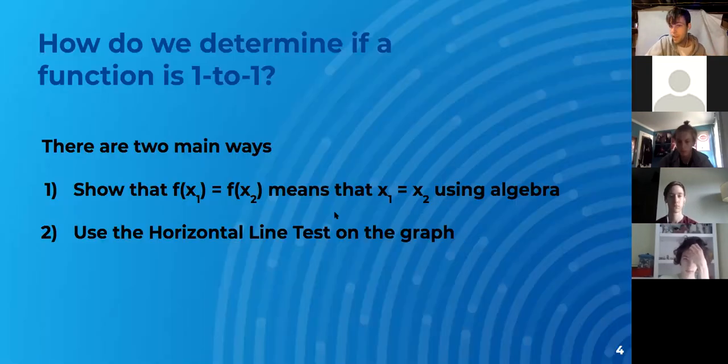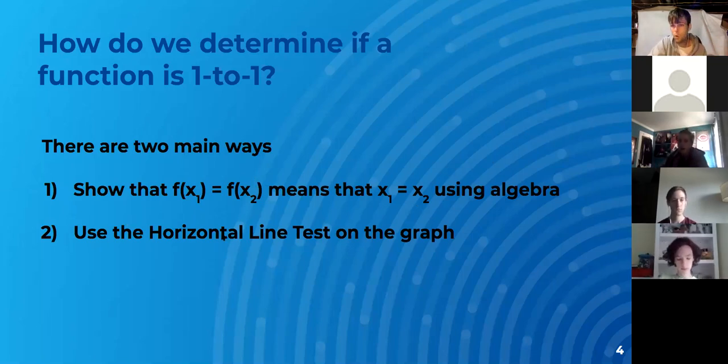So I was saying there's one way to show a function is one-to-one, and that's with algebra. We can show that if a function gives equal outputs for two different inputs, then those inputs have to be equal to one another. It's a pretty simple process. We'll see how that works in a minute.